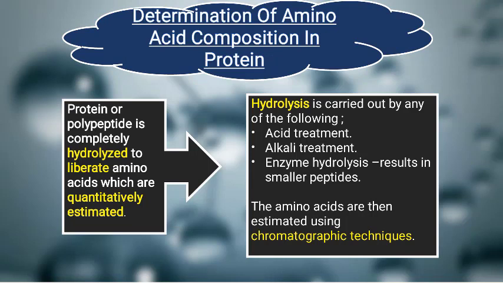Now, the determination of amino acid composition in protein. For this purpose, we will hydrolyze the protein. Since for the formation of protein we utilize the process of condensation by eliminating a water molecule, to liberate the amino acids we will introduce the water molecule, and thus we will be able to hydrolyze the protein. Hydrolysis can be carried out by acid treatment, alkali treatment, or enzyme hydrolysis. After the protein is hydrolyzed, we can use chromatographic techniques to determine the number of amino acids.